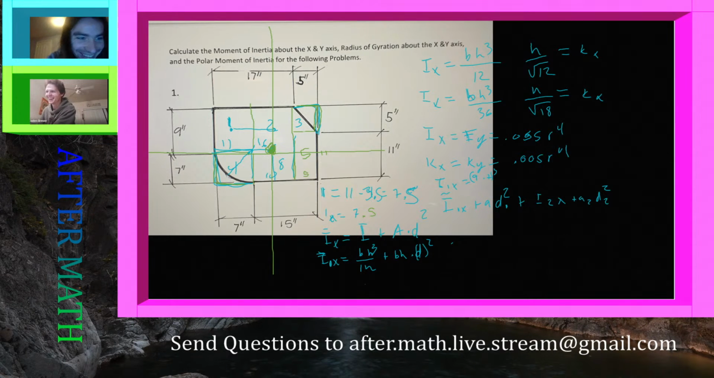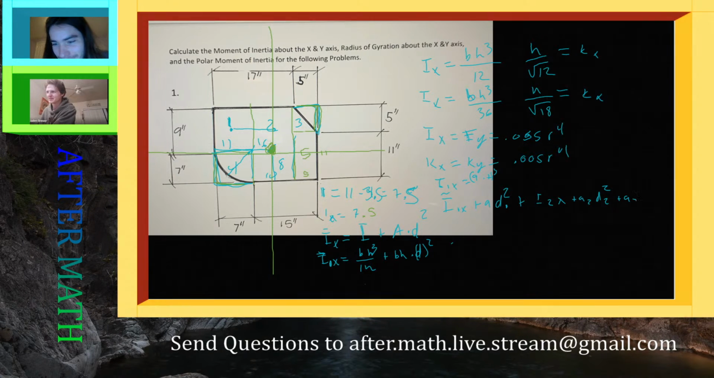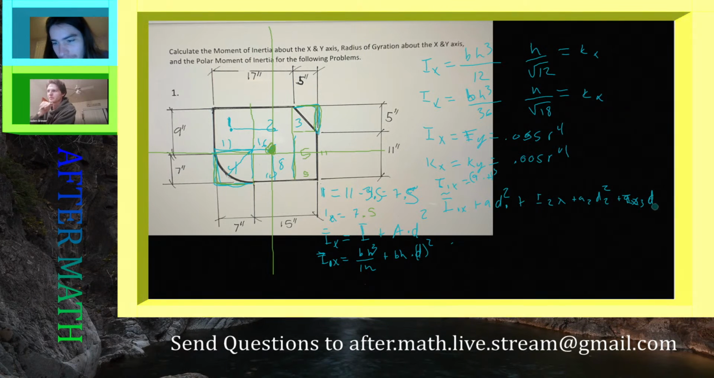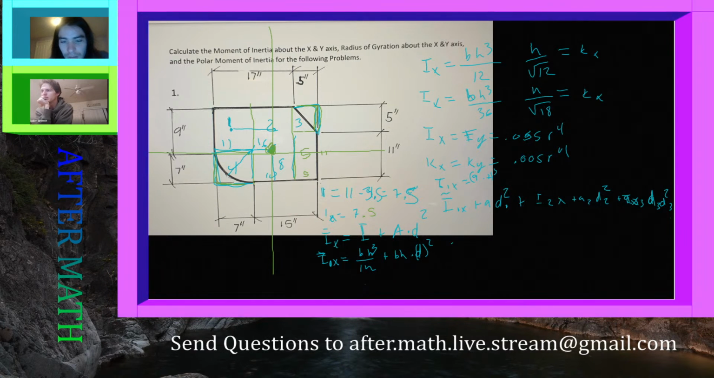A2d2, plus A3 or I x3 d, A3d squared 3, and so on and so forth, right? Yeah. So I feel like we have each done the hardest part of this question.